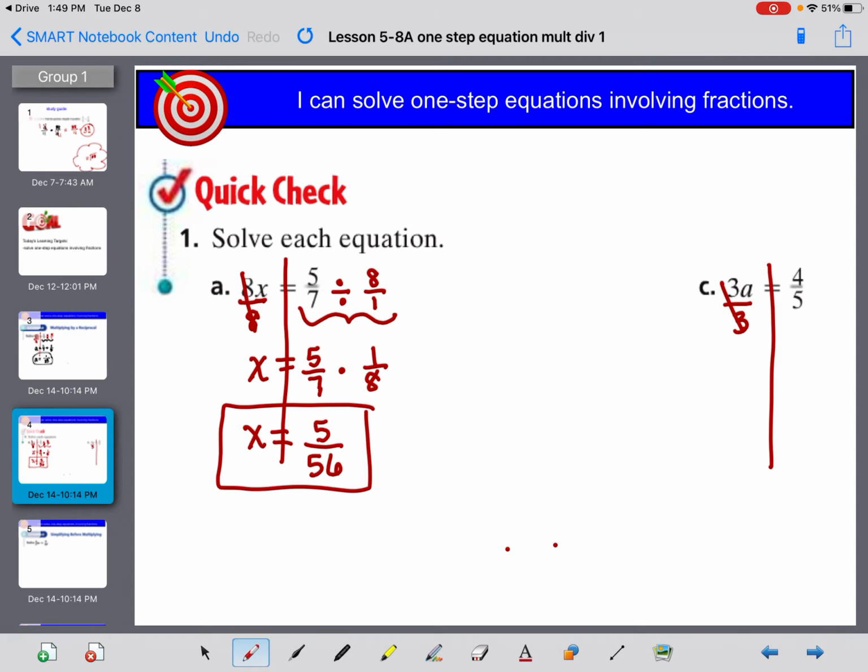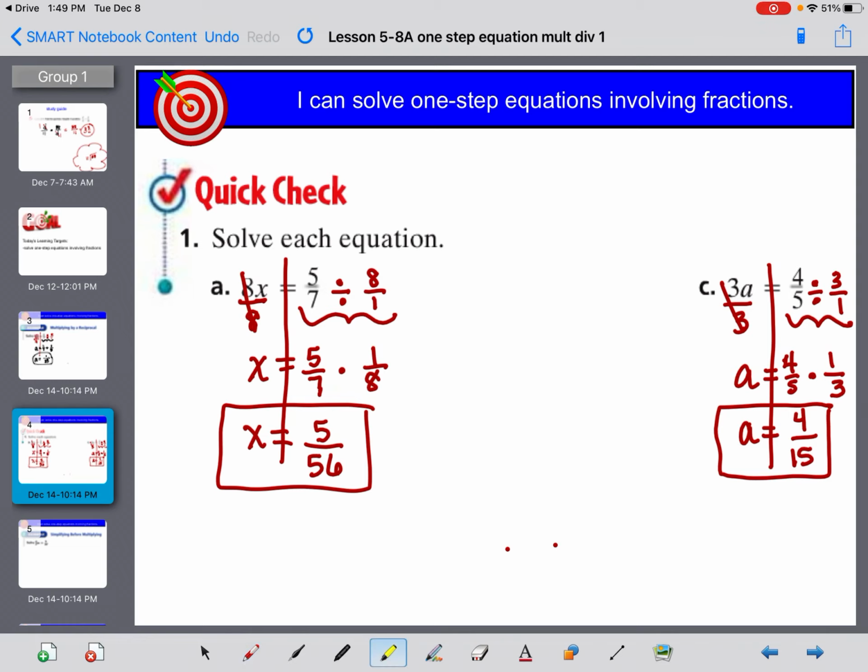Letter C, I'm going to divide both sides by 3. On the right, I write divided by 3 over 1. A is all that's remaining on the left. On the right, I have a dividing fractions problem, 4/5 divided by 3 over 1. So I rewrite it as 4/5 times 1/3. I can't simplify the problem, so I'm going to multiply across. 4 times 1 is 4, and 5 times 3 is 15. A is 4/15.